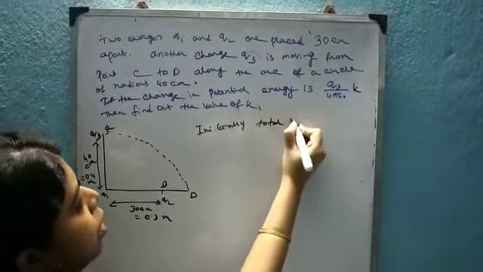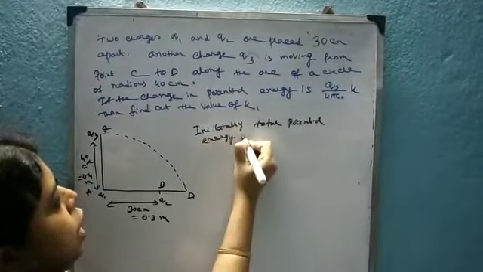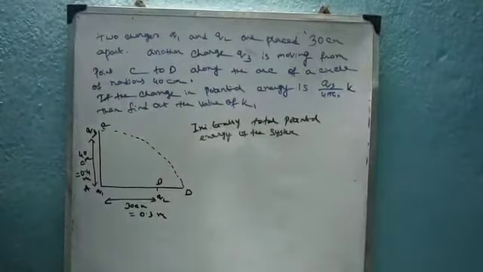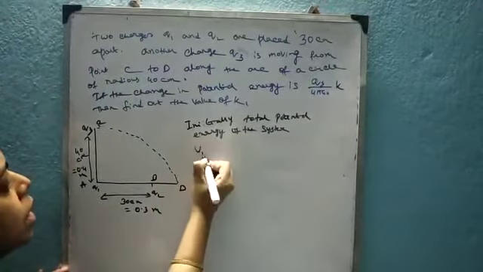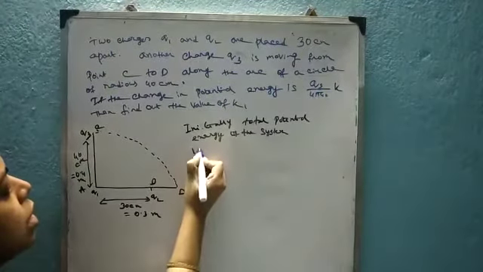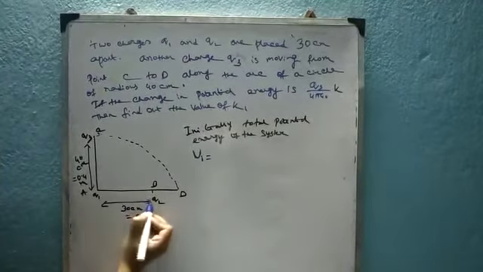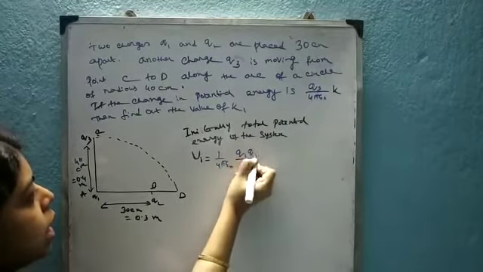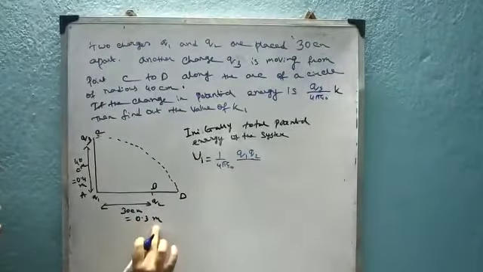total potential energy of the system. We need to find out the total potential energy of the system initially. We can write it UI for initial potential energy. So the potential energy which acts between Q1 and Q2 charges is 1 by 4 pi epsilon 0 Q1 Q2 by R. R means the distance between them, which is 0.3 meter.